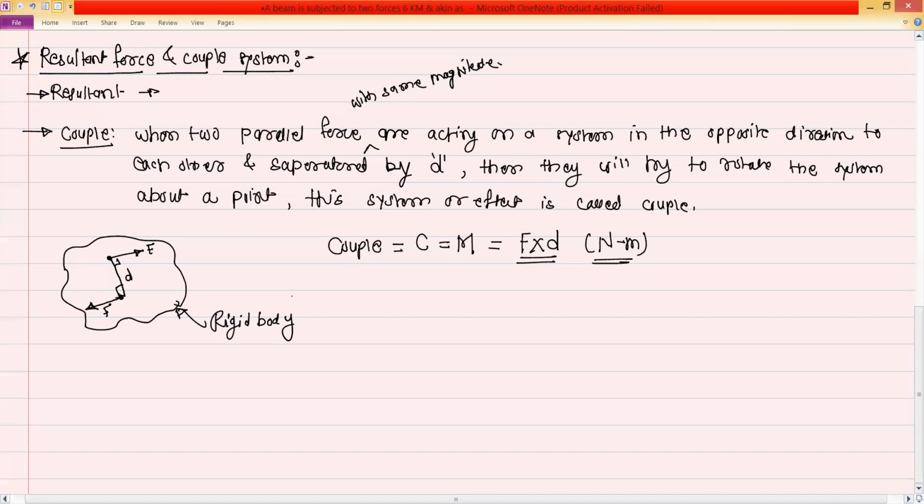So what is the effect of this couple? We can draw the equivalent diagram. It will try to rotate the system like this. Right now it is clockwise, because force F is in this direction, that is the right side, and the second force is towards the left side. So they will try to rotate the system in the clockwise direction. So this value M is equal to F into d. So this is called a couple.